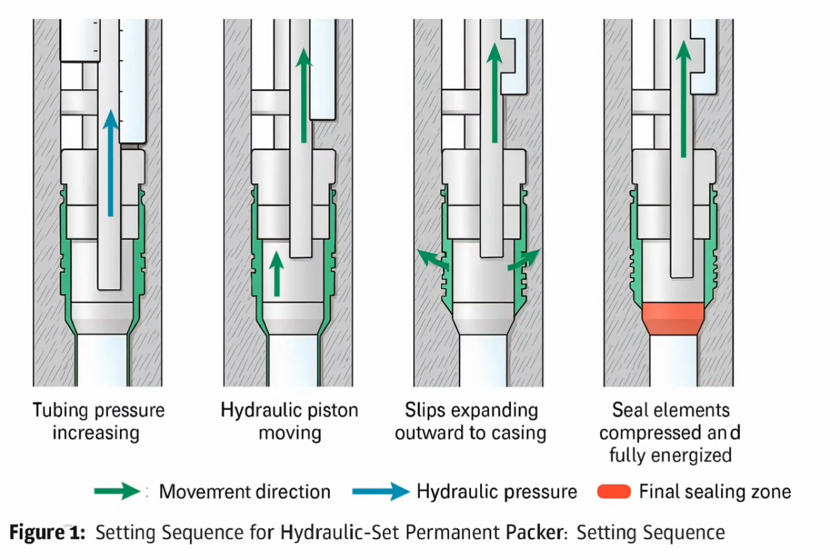Hydraulic set permanent packer, setting sequence. This step-by-step illustration explains how hydraulic set permanent packers operate. Applied tubing pressure drives a piston, which expands the slips into the casing and compresses the seal elements. The arrows and color coding demonstrate force and motion direction.